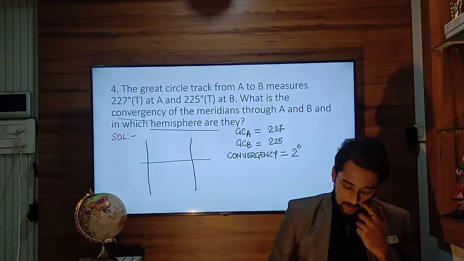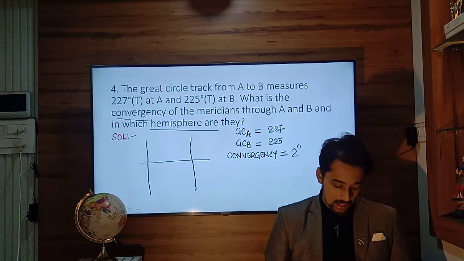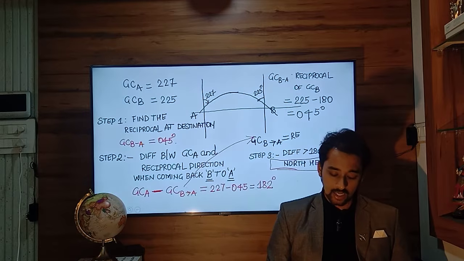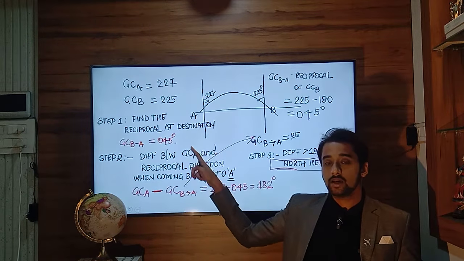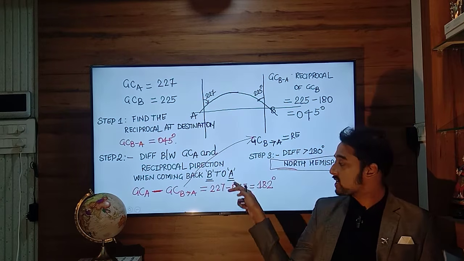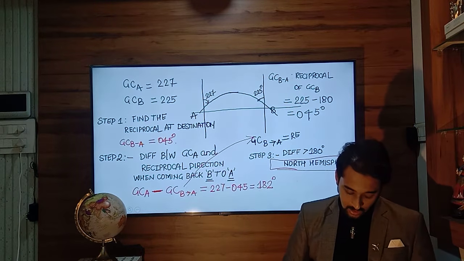So first we found the convergency between great circle A and B, which is 2 degrees. Then we followed three steps: find the reciprocal direction, subtract it, and then check whether the result is more than 180 or less than it. Question 5.